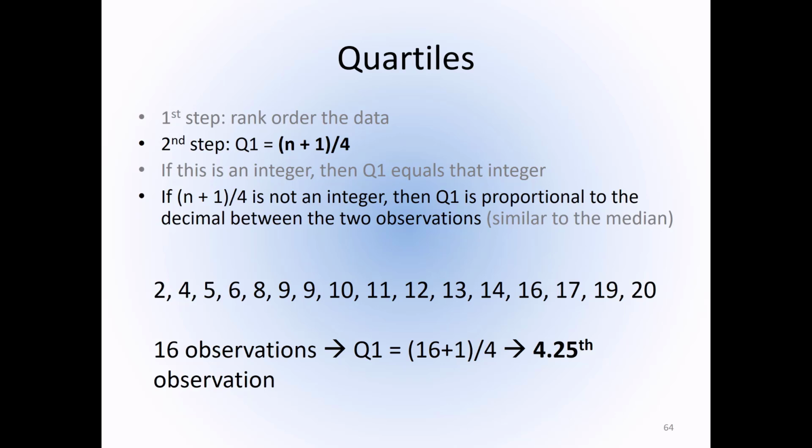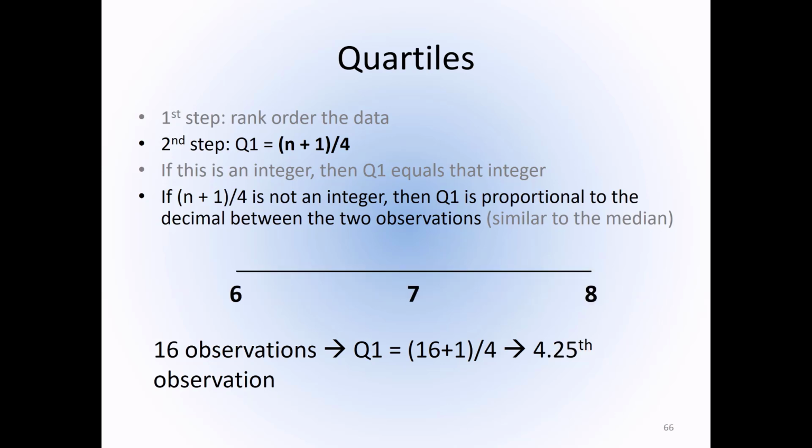Now again, this isn't an integer, so we need to take into account the differences between our 4th observation and our 5th observation in this particular case. If we think about this on the number line, if we were thinking about the median, we would simply take the average of 6 and 8, but we're not interested in the median in this case. We're interested in quartile 1. Our decimal place is 0.25. So if we think about the distance between 6 and 8, we take 0.25 of that distance and we add that to 6. That will then become our quartile 1.